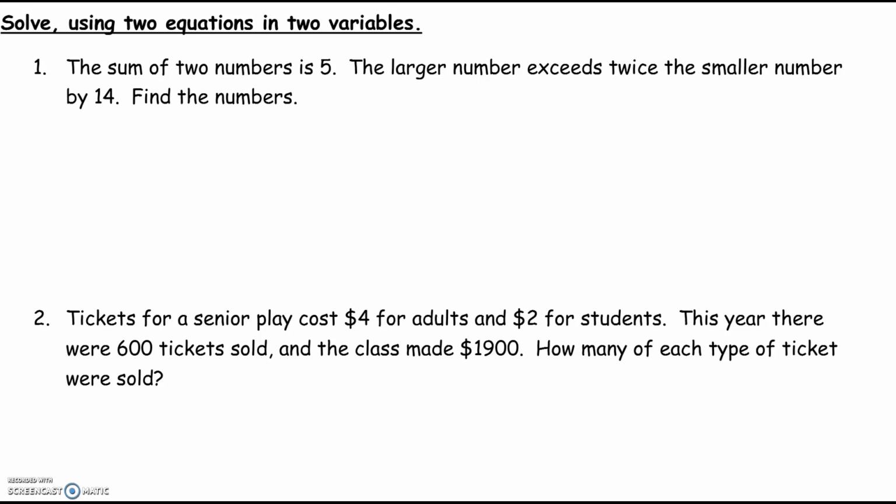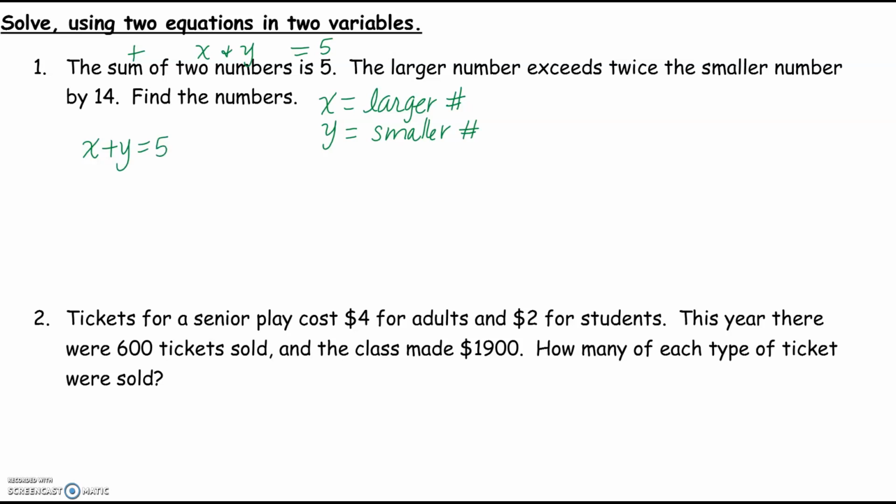Solve using 2 equations and 2 variables. So this is the back side of your guided notes. The sum of 2 numbers is 5. The larger number exceeds twice the smaller number by 14. Find the numbers. So instead of solving in terms of 1 variable, it's really nice because you get to choose. I'm going to say let x equal the larger number. And then I'm going to say let y equal the smaller number. So sum means add. My 2 numbers are x and y, and it's going to equal 5. So my first linear equation is x plus y equals 5.